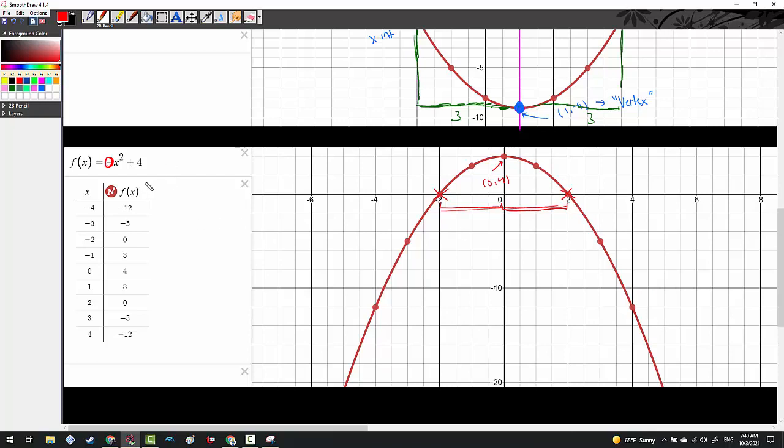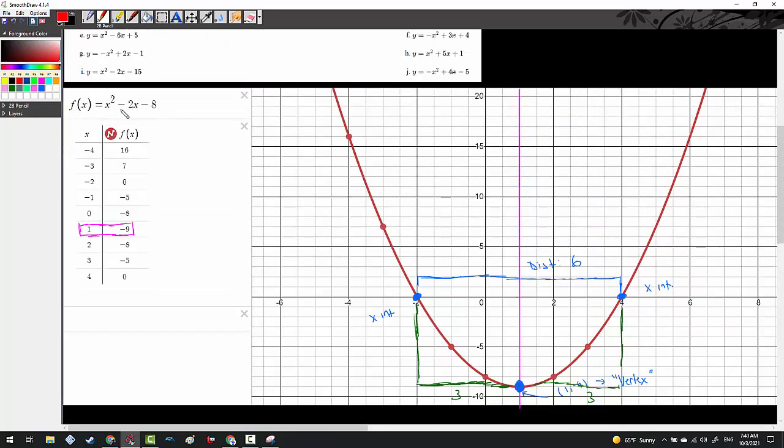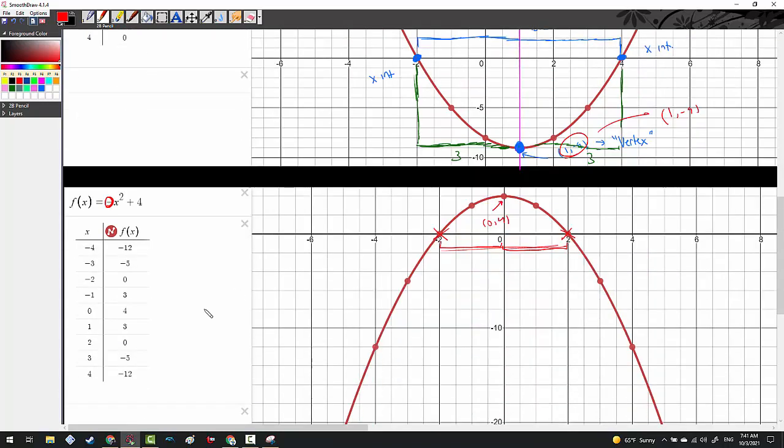The next thing is, notice how this graph's equation is just slightly different than the other one. In the other one, the one that we did before, there was this negative 2x. Now notice what that did to the vertex of this parabola here. The vertex was at 1, negative 9. I'll write that over again here. 1, negative 9. Now notice this one's vertex. This one's vertex is at 0, 4.